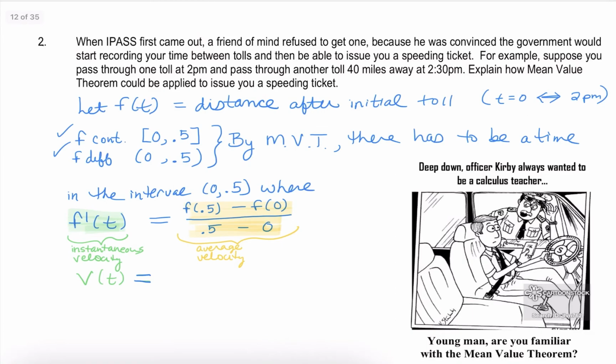And if we think about what this computation looks like, the distance we've traveled after a half hour, we're now 40 miles out, minus our initial position, which we're letting be 0, divided by 1/2 minus 0. So 40 divided by a half is like 40 times 2, and that is equal to 80. So what we have now shown is that there has to be some moment in time where your instantaneous velocity was equal to 80. So you were speeding.